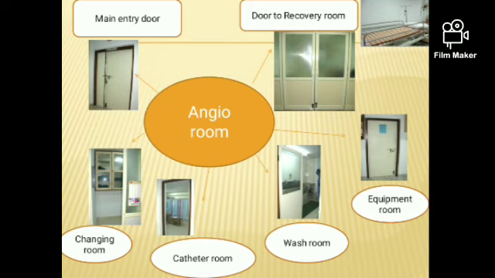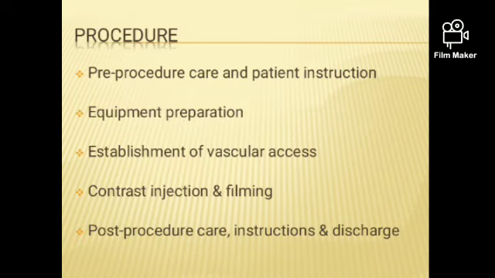And next, we have an equipment room where we can keep all the additional equipment if needed, like an access tray. Next, we are moving to the procedure. What are the procedures?